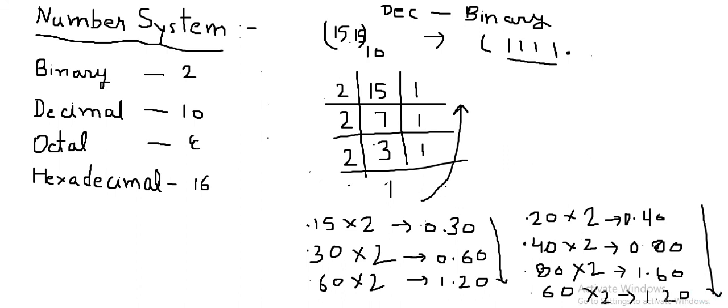Because we start with this point, we will write 0, then this 0, then this 1, then we have this 0, then this 0, then we have 1, and then we have 1.